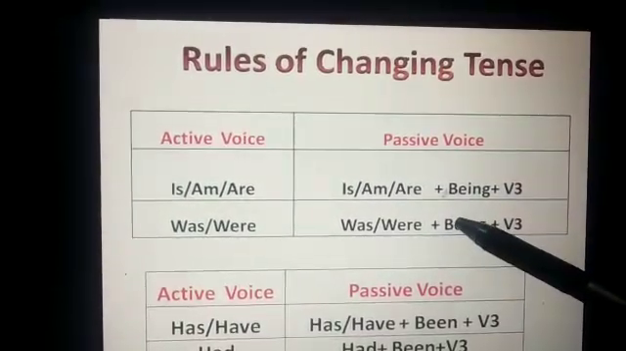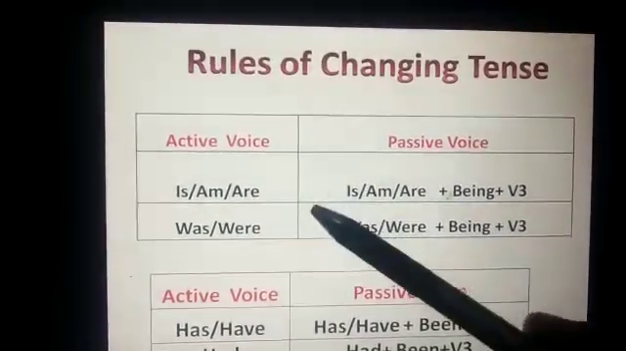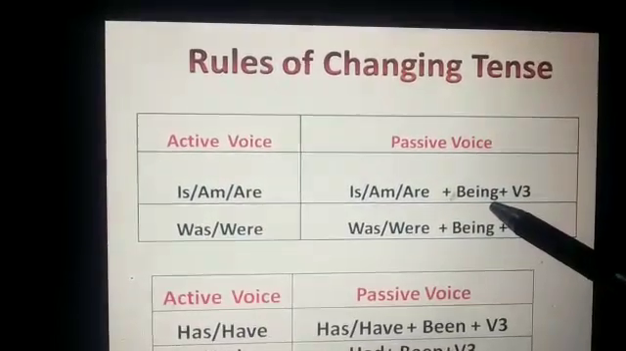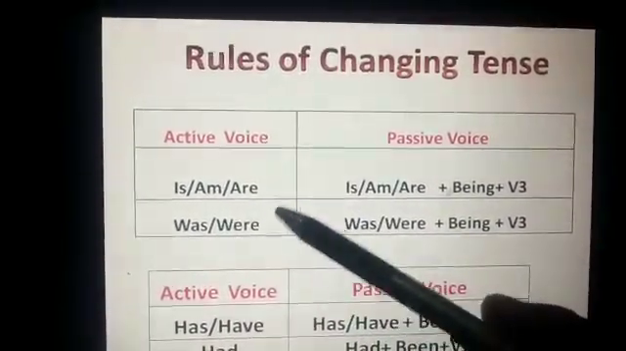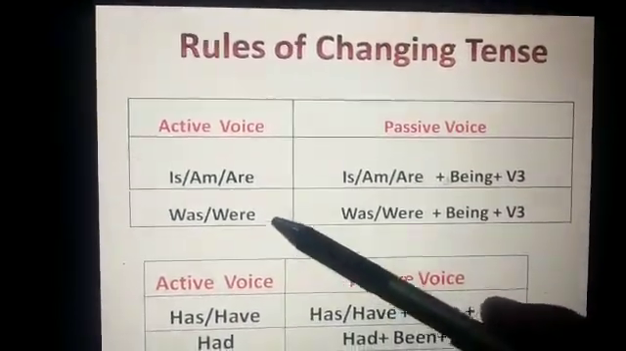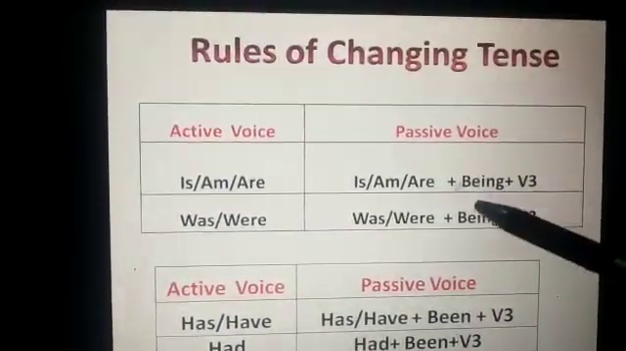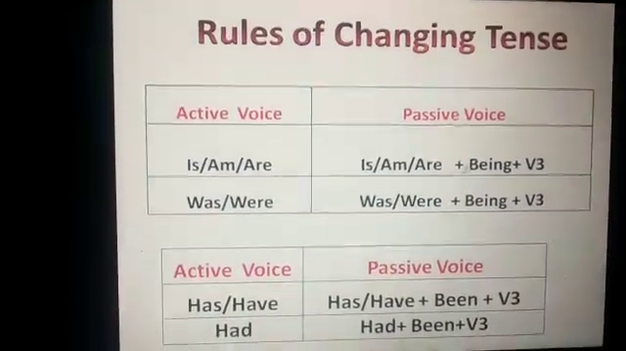You need to remember this being. Don't get confused between being and been. With is, am, are we use being plus third form. Same with was, were. Okay, so you can keep it in a same group, same family. Both are changed by adding being plus third form.